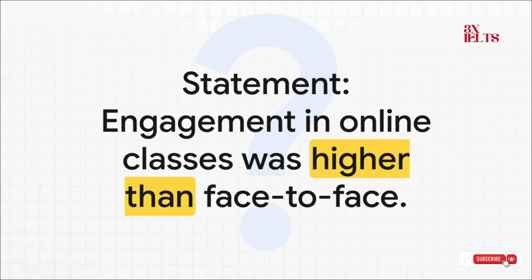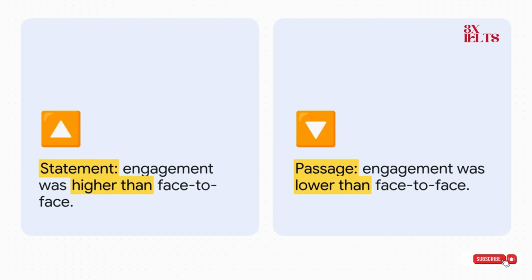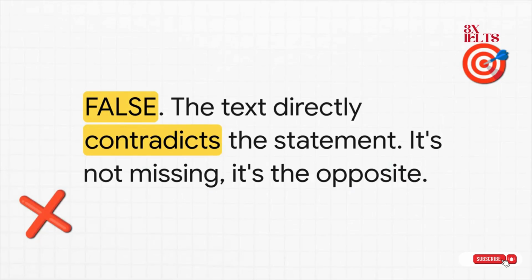Okay, let's use our blueprint. We've identified the key words, higher than, we found the right sentence. Now let's compare. And here we go. This is the moment of truth. The statement claims that engagement was higher than. The passage explicitly says it was lower than. This isn't missing information. This is a direct clash, a total contradiction. So the answer has to be false. It's a perfect example of a direct contradiction.